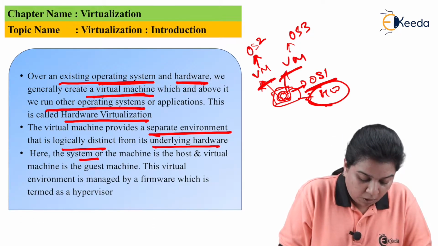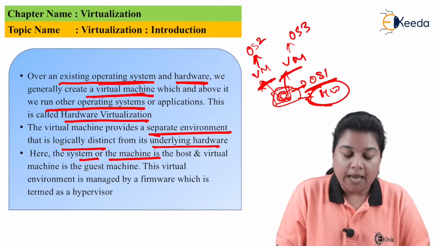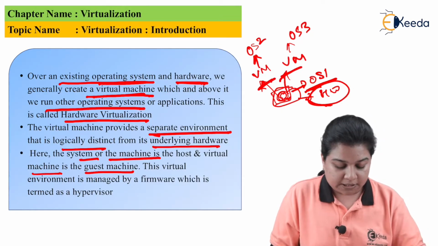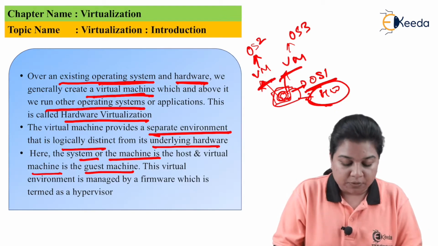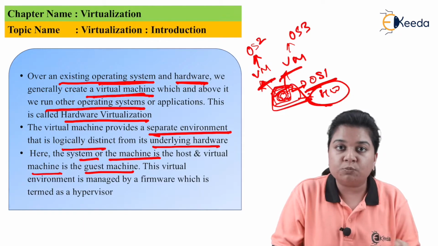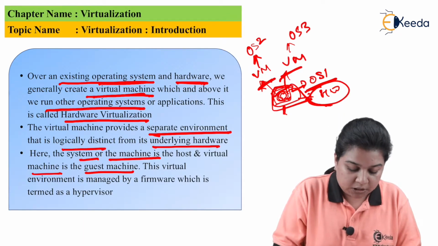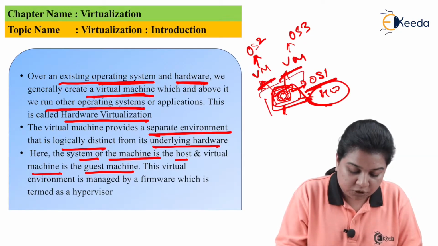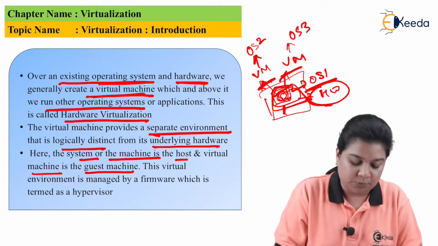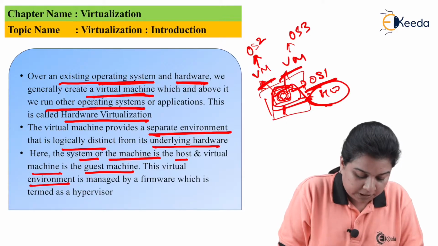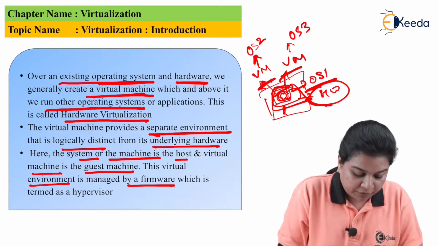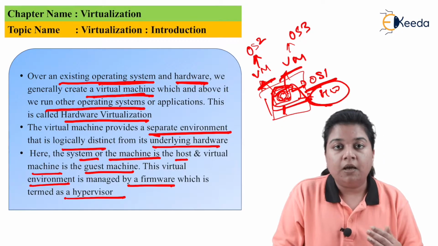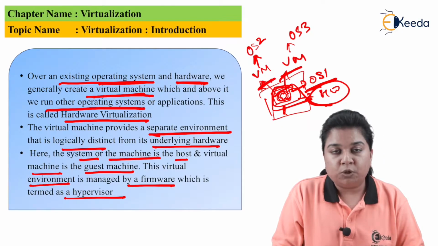Here, the system or the machine is the host and the virtual machine is the guest machine. That means the machine on which the hardware virtualization is being performed is the host machine, and the virtual machine which is running on that physical machine or the hardware is the guest machine. This virtual environment is managed by a firmware which is termed as hypervisor. That hypervisor helps to create virtual machines.